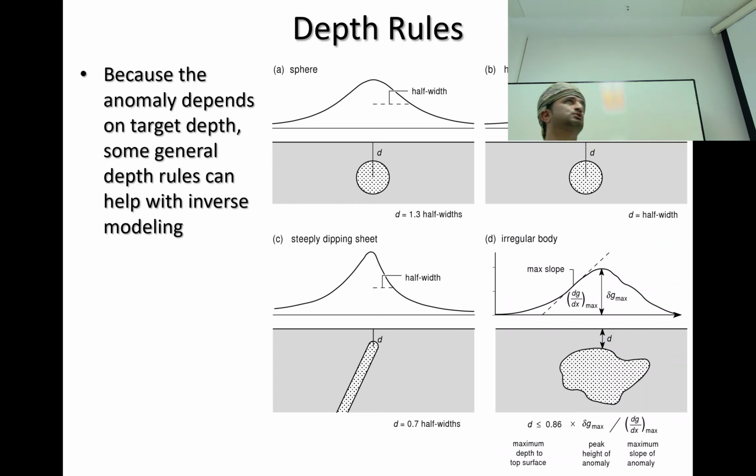If you think it's a sphere, you use this rule. This will give the D. D gives you the distance to the center of the sphere. If you believe it's a cylindrical feature, a long cylindrical feature, use this rule. So, what is half depth? How do I get the half depth? These parameters, I get them from the anomaly itself.